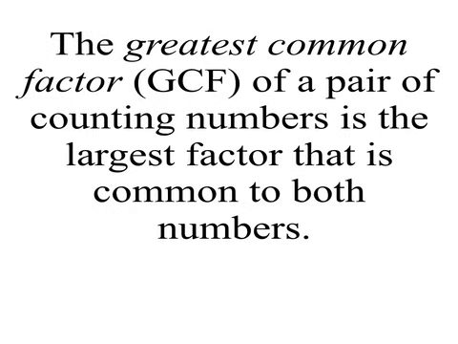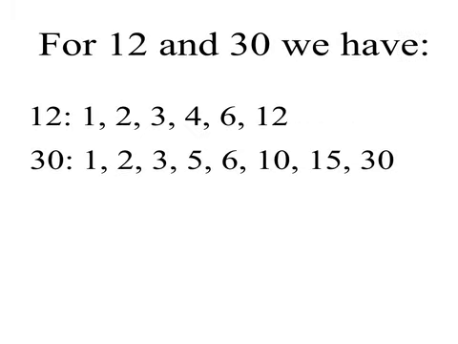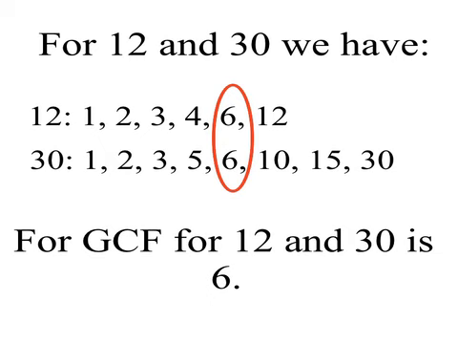The greatest common factor, or GCF, of a pair of counting numbers is the largest factor that is common to both numbers. So for 12 and 30, we write down our two lists, and we look at the largest number that is in both lists, which is 6. So the greatest common factor for 12 and 30 is 6.